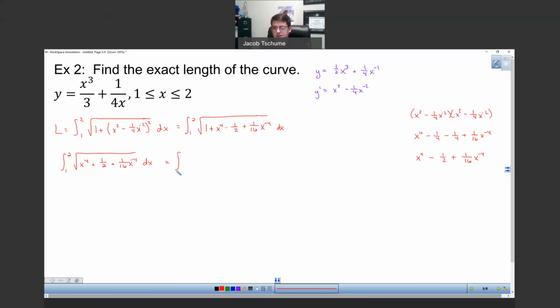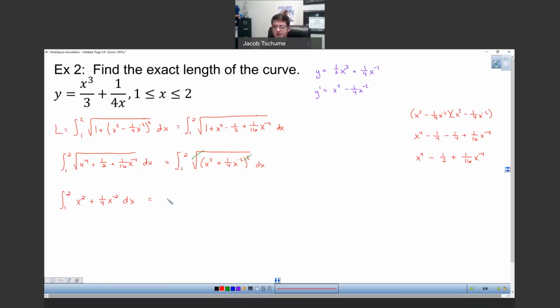So using your factoring skills that you learned in algebra, this would end up being the square root of x squared plus 1/4 x to the negative 2, all squared, and integrate with respect to x. Once you factor it into this form, the square root and the squared will cancel each other, and we will integrate from 1 to 2 x squared plus 1/4 x to the negative 2nd. And now you've taken a really ugly integral and made it into something a little bit more reasonable.